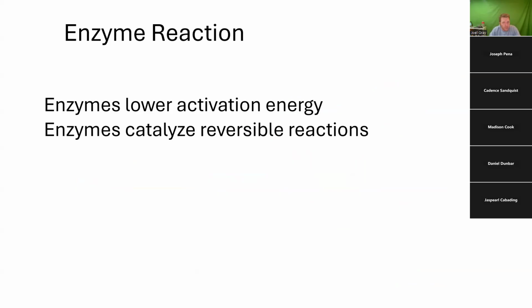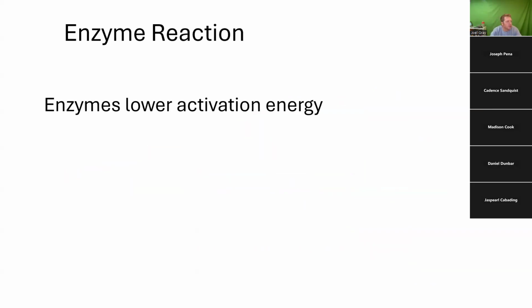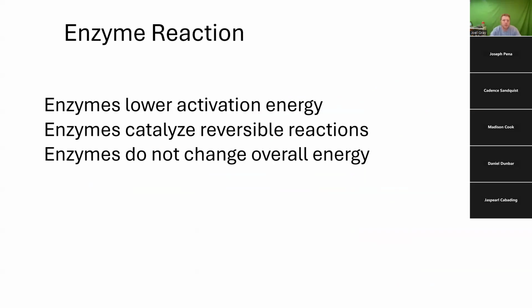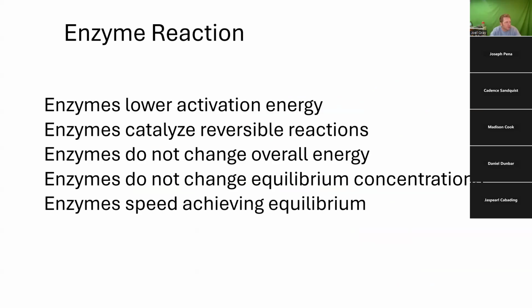They catalyze reversible reactions because as soon as you reach that transition state or that activation energy point, the reaction could go backwards. It could go forward. More than likely, it's going to go forward, but an enzyme can catalyze a reverse reaction and a forward reaction. So an enzyme will catalyze reversible reactions. They do not change the overall free energy, and they do not change equilibrium concentrations. They will speed up achieving equilibrium. So we're going to get to that point more quickly with an enzyme.